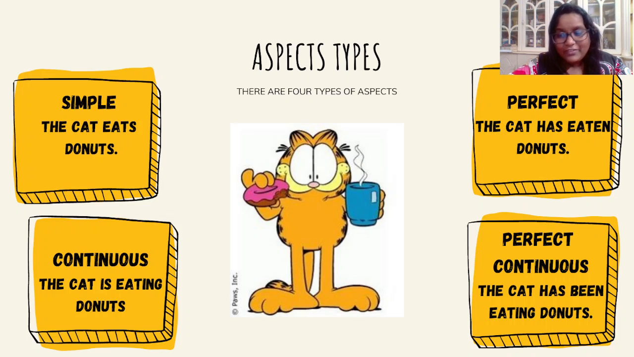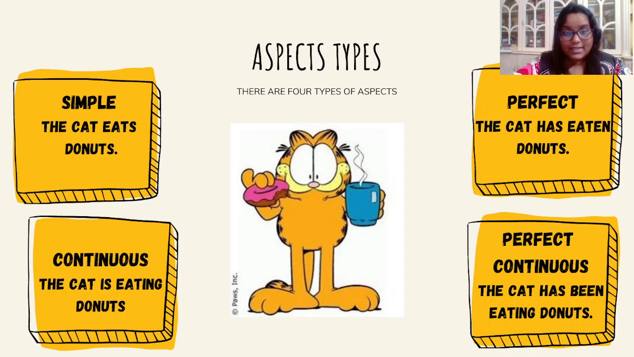You can see a lovely picture of Garfield standing there with a donut in one hand and a cup of coffee in another hand. Let us try to describe this particular picture using 4 different aspects. First of all, simple. The cat eats donuts. In this sentence, the simple aspect is usually used to state a habit. The cat eats donuts. It's not like other cats who just drink milk. This one eats donuts.